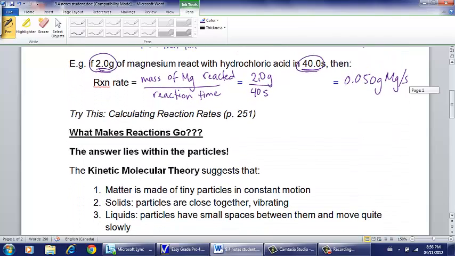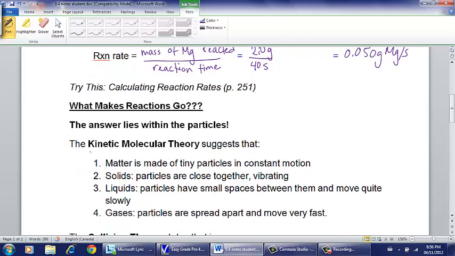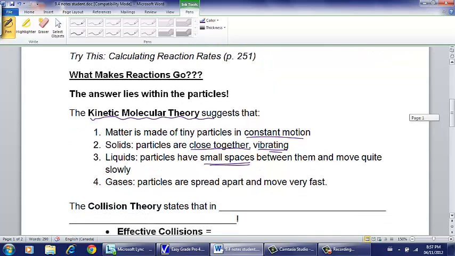So what is it that makes reactions go? Well, the answer is within the particles themselves. You've probably already studied the kinetic molecular theory, but just to remind you, the theory suggests that matter is made up of tiny particles, and those particles are in constant motion. In solids, the particles are close together, and they really just vibrate back and forth. In liquids, the particles have small spaces, and they move quite slowly. And in gases, the particles are spread apart and move very fast.